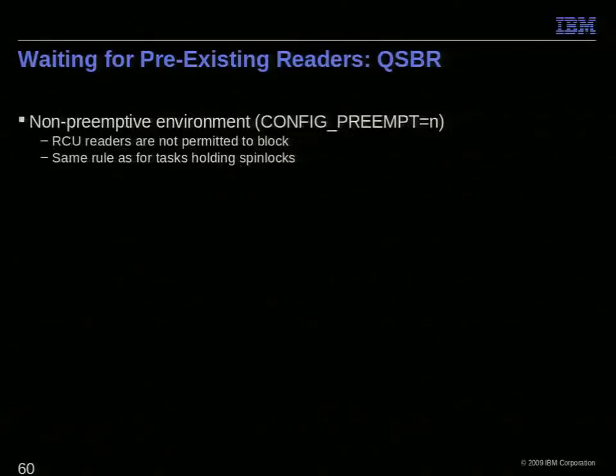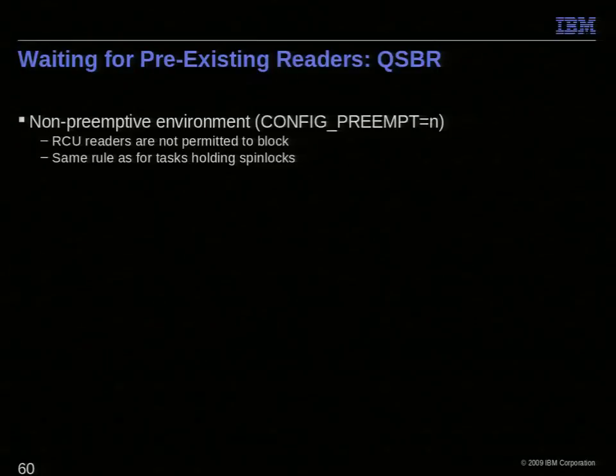So let's go back to the beginning. We're talking about a non-preemptive environment. This is like Linux kernel code that's built with CONFIG_PREEMPT=n. So there's no involuntary preemption. This means that the RCU readers are not permitted to block. All right? That's a rule we're imposing. So what we're saying is, okay, we're in a non-preemptive environment, and we're imposing a rule saying if you're in an RCU read-side critical section, you are not allowed to block.